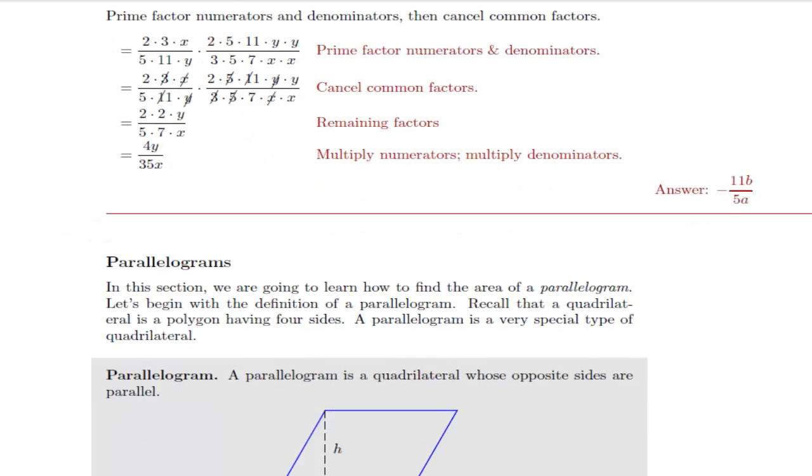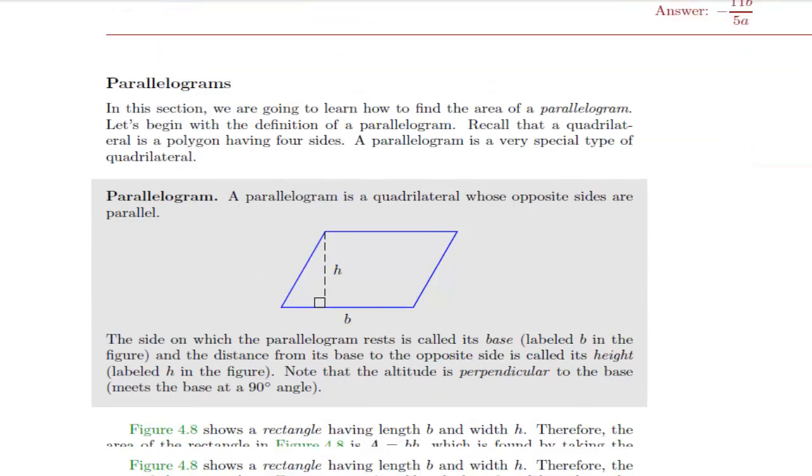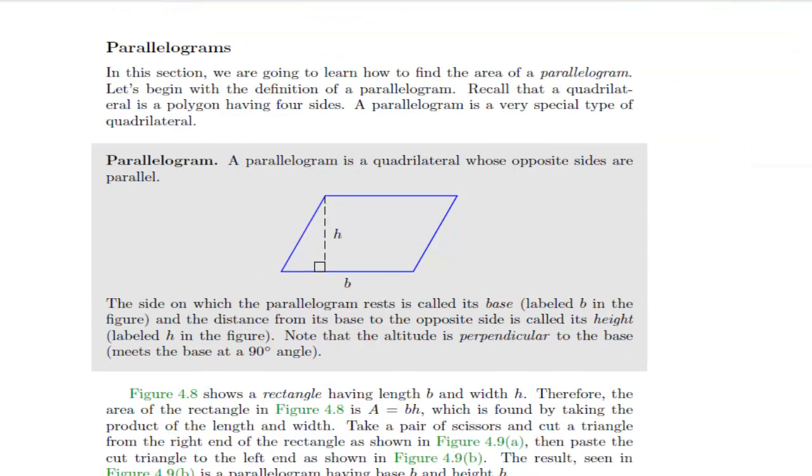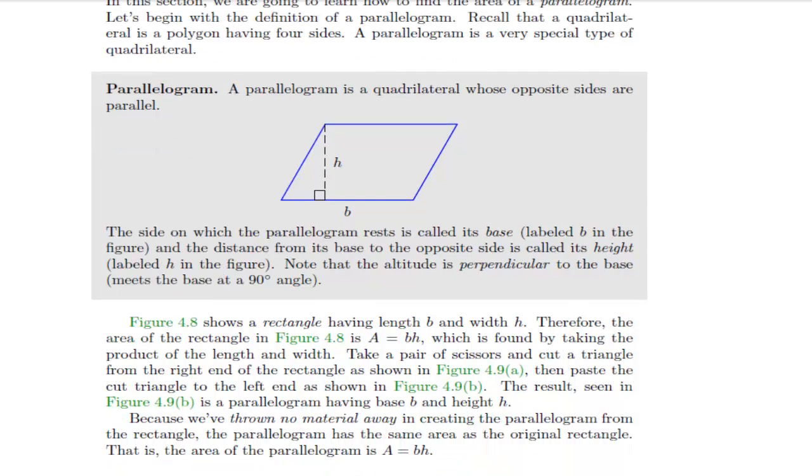Parallelograms. In this section, we are going to learn how to find the area of a parallelogram. Let's begin with the definition of a parallelogram. Recall that a quadrilateral is a polygon having 4 sides. A parallelogram is a very special type of quadrilateral. Parallelogram: a parallelogram is a quadrilateral whose opposite sides are parallel.